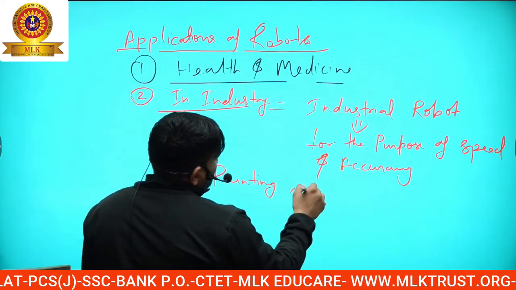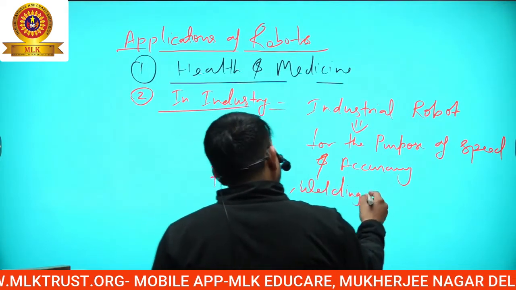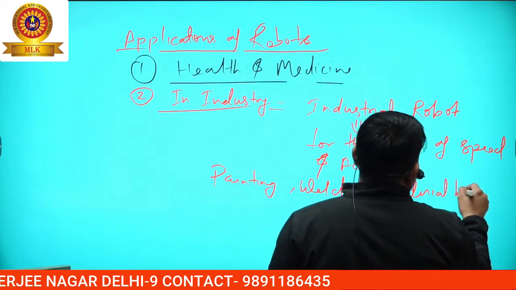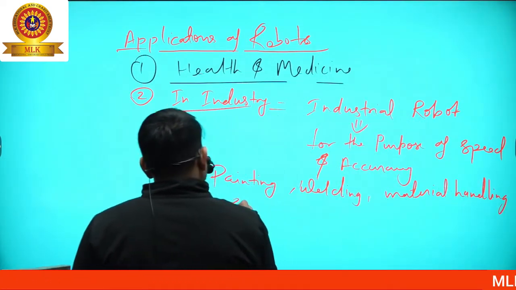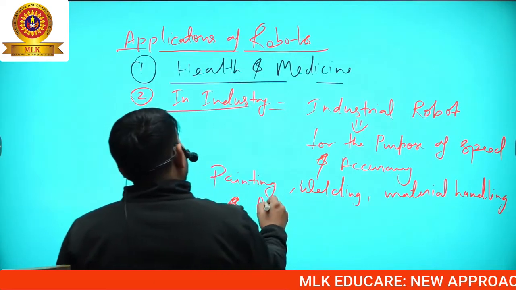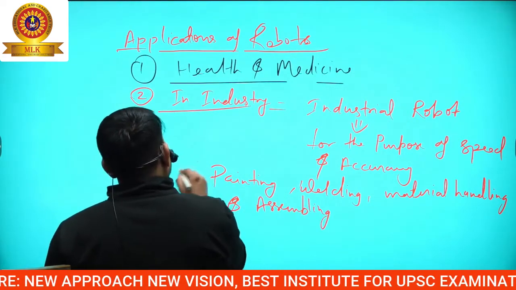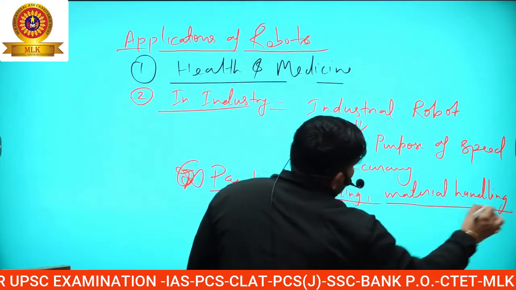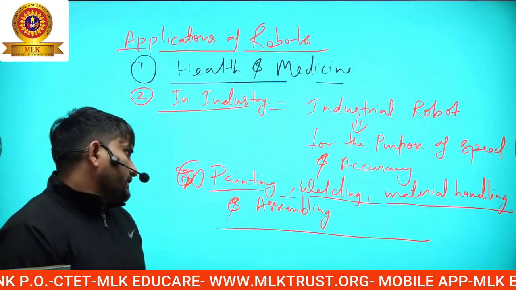Painting, welding, material handling and assembling, okay. So these are the various tasks which can be performed by the robots in the industries.